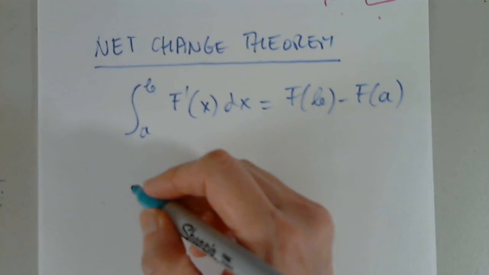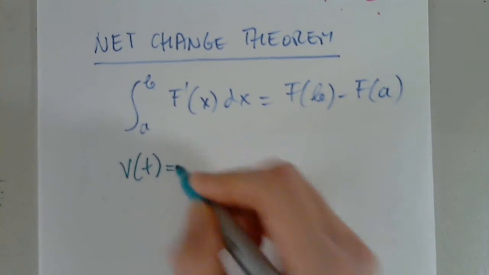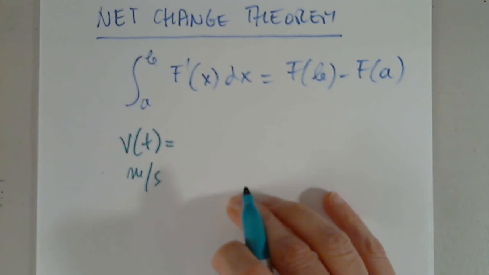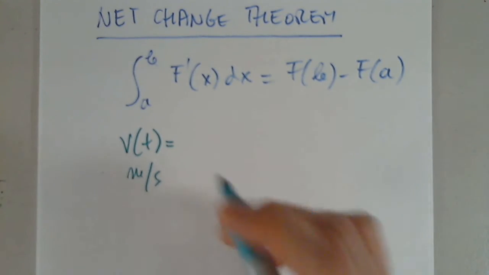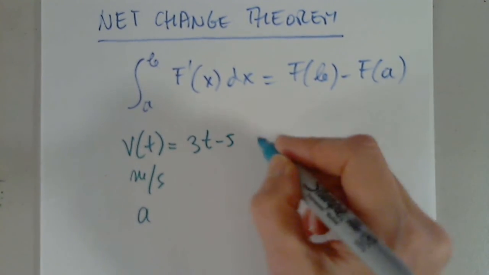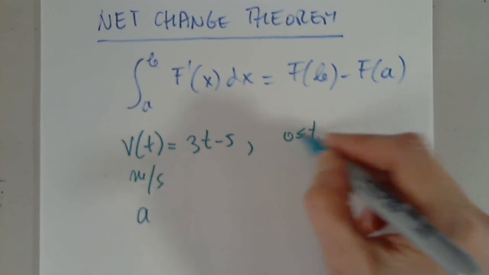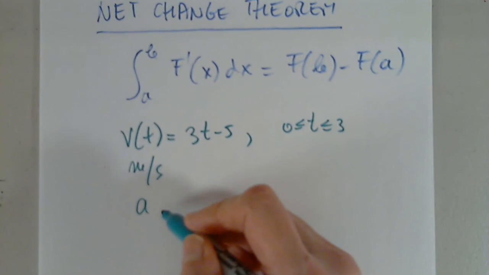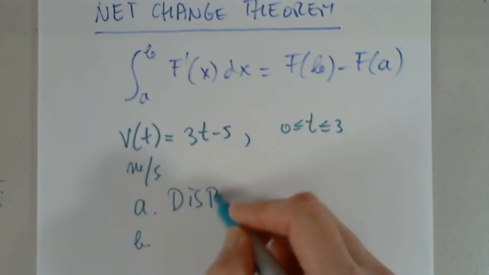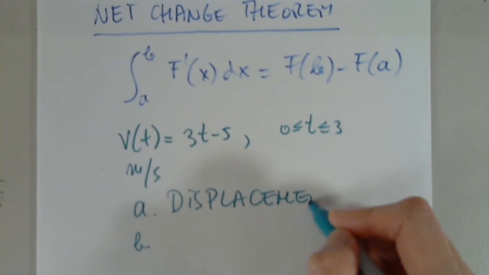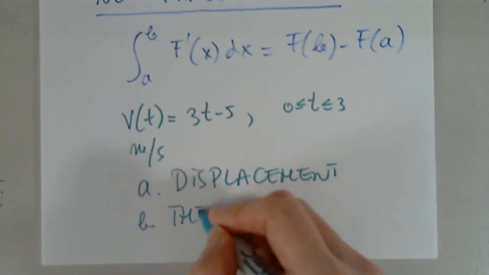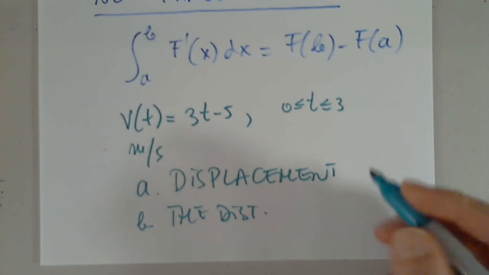So let's suppose we are given the velocity function, v of t, in meters per second, for a particle moving along a line. It's given to us as 3t minus 5, for t between 0 and 3. And we're asked two questions. We're asked to find the displacement, and we're asked to find the distance, the total distance traveled by the particle.